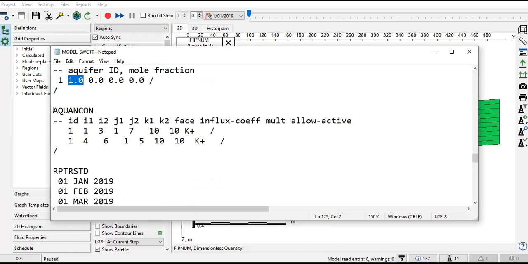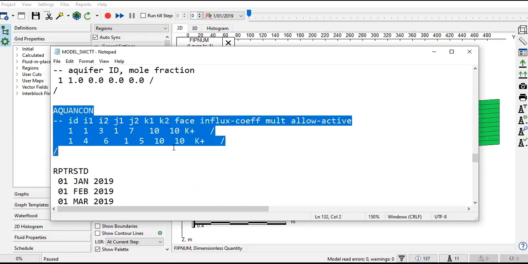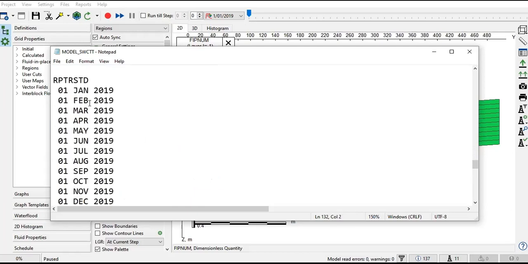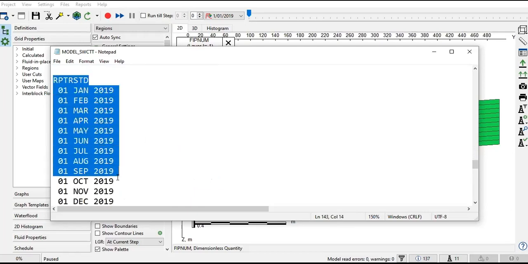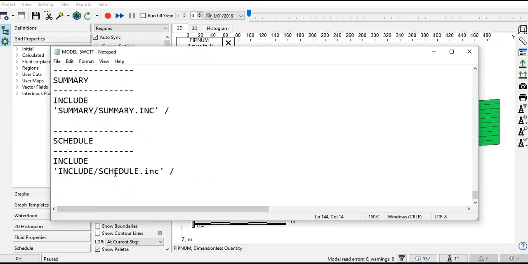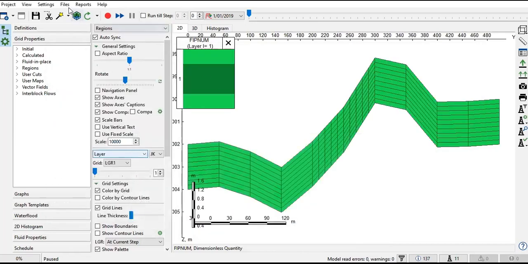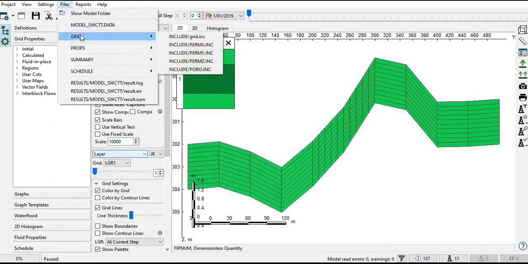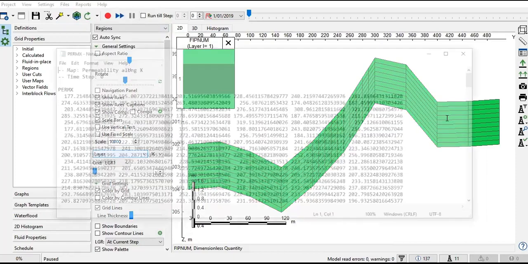And AQUCON, this is again the detail for the aquifer. This is for the report result, summary, include schedule. Okay, so that's it for the dataset. Now let's go down to grid. It will not be very different.